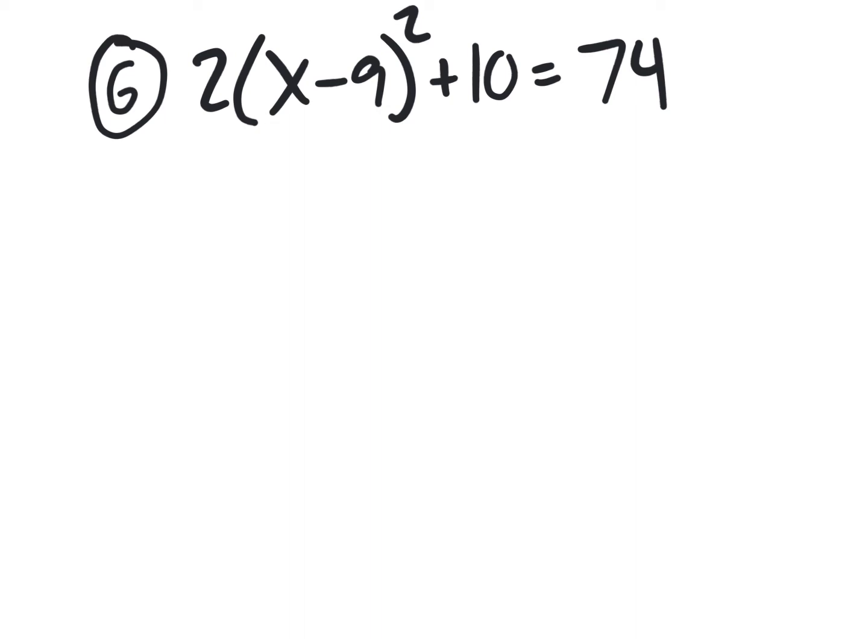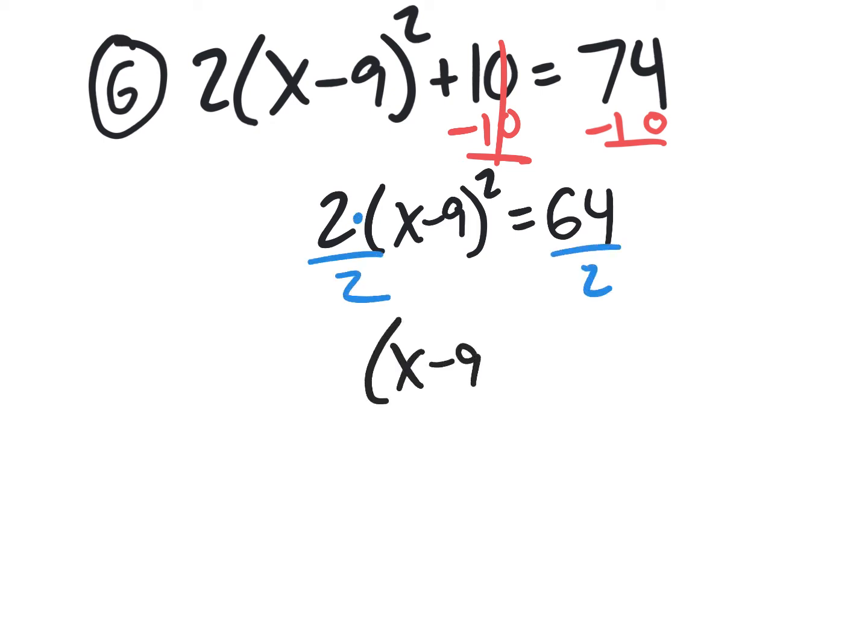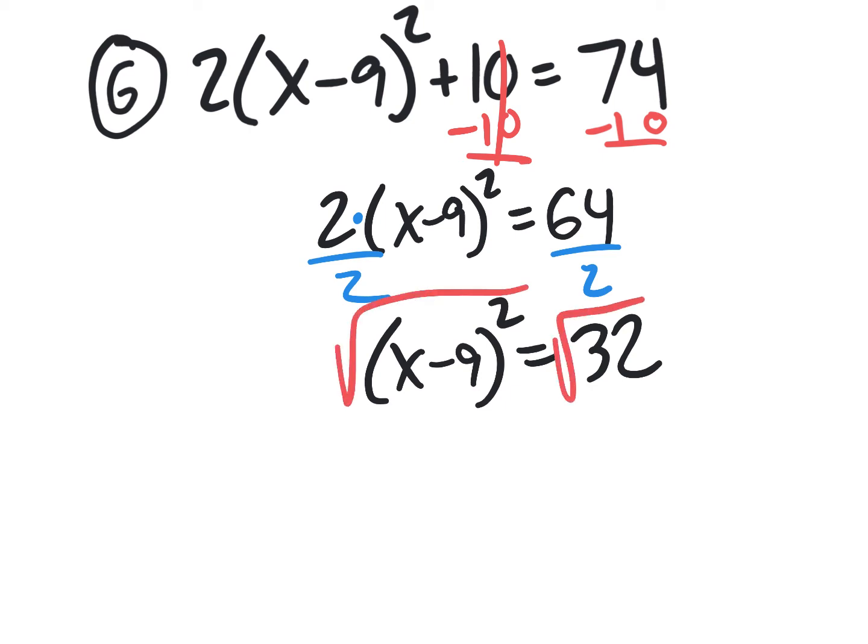Step 1 on this. Subtract 10. Let's rewrite everything though. 2 parentheses x minus 9 close parentheses squared equals 64. And then you guys just said divide by 2, right? Divide by 2, divide by 2. We end up with x minus 9 squared equals 32. And then to get rid of that square, what do I do? You square root it.